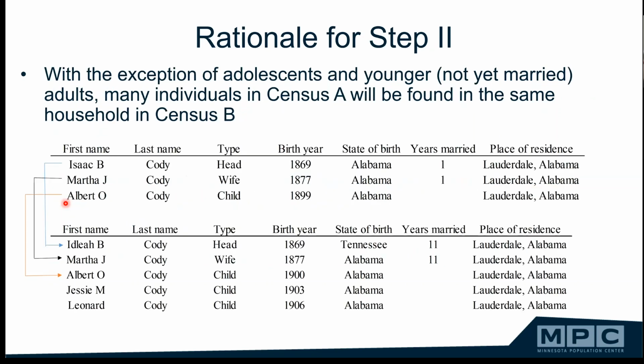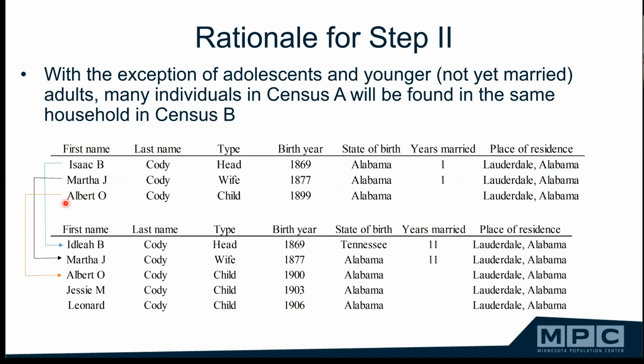So what we were thinking is, to what extent can we use links that we've established in step one to severely restrict the universe of potential matches, while at the same time relaxing these typical blocking criteria.